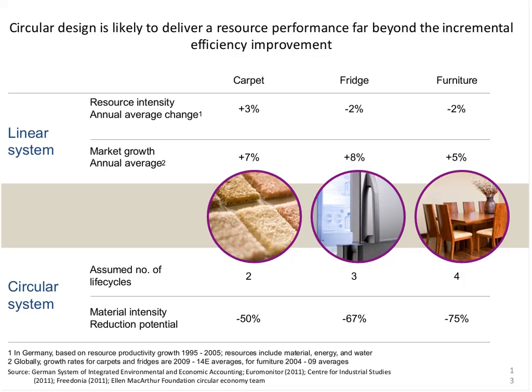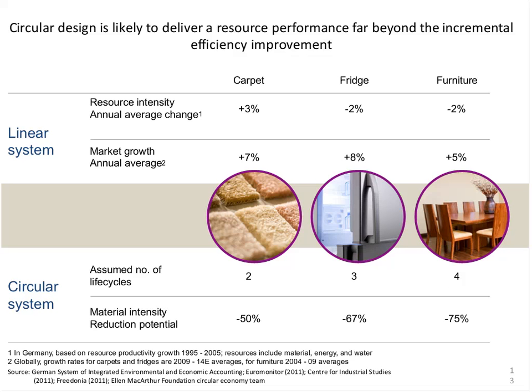So the circular system is looking to keep those products in circulation for more than one life or more than one cycle on the technical nutrient side. What you're looking for are those material intensity reduction potentials. You see the figures on the bottom side. And the question is, how do you do that? How do you achieve that? How do you move from one linear system to a circular system?